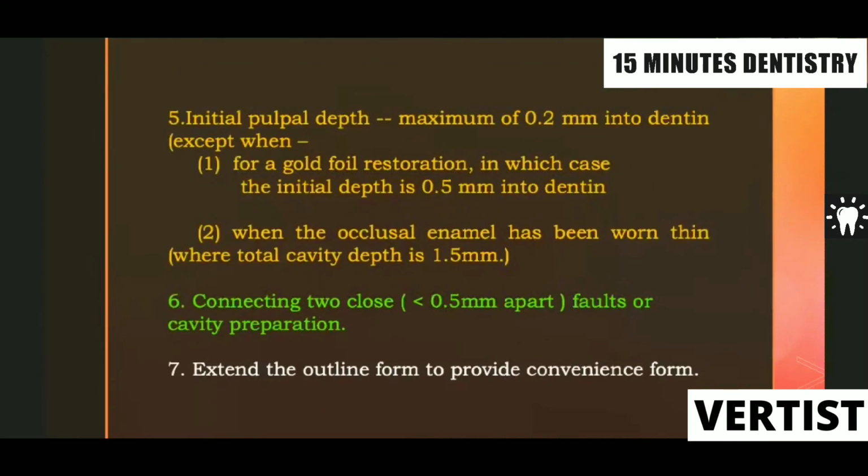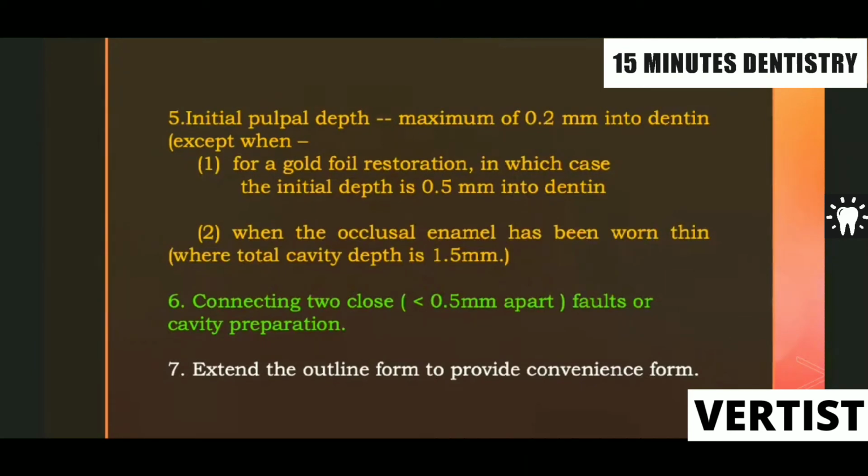The initial pulpal depth should be about 0.2 millimeters into dentine, but if it's a gold foil restoration, it should be 0.5 millimeters, right? So whenever you reply, you never give one figure. You can give 0.2 to 0.5, or 0.2 to 0.7. So always, you don't commit to one figure, always you give a range. That's very, very important.